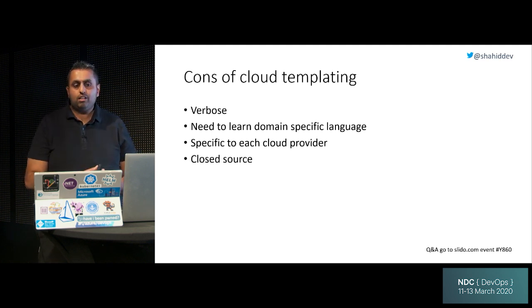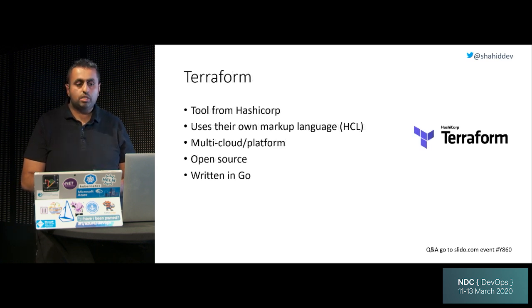So to try and tackle some of these issues, people often turn to a tool, typically Terraform is one of the most well-known tools. So Terraform was created by HashiCorp, and it uses its own markup language called HCL. The key difference with Terraform is you can use the same language, the same syntax, but target multiple clouds or multiple platforms. It's open source, so if you want to modify or add additional functionality, you can submit a pull request, and hopefully that gets merged in, and you have the new functionality.